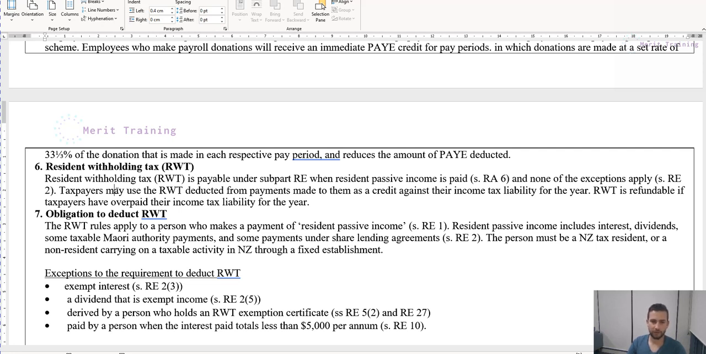And then the final withholding that we're going to be talking about is the obligation to deduct RWT. Similar to the point above, RWT applies to a person who makes a payment of resident passive income. Resident passive income includes interest, dividends, some taxable Maori authority distributions, and some payments under share lending agreements. So the person must be a tax resident of New Zealand, or a non-resident carrying on taxable activity in New Zealand through a fixed establishment.